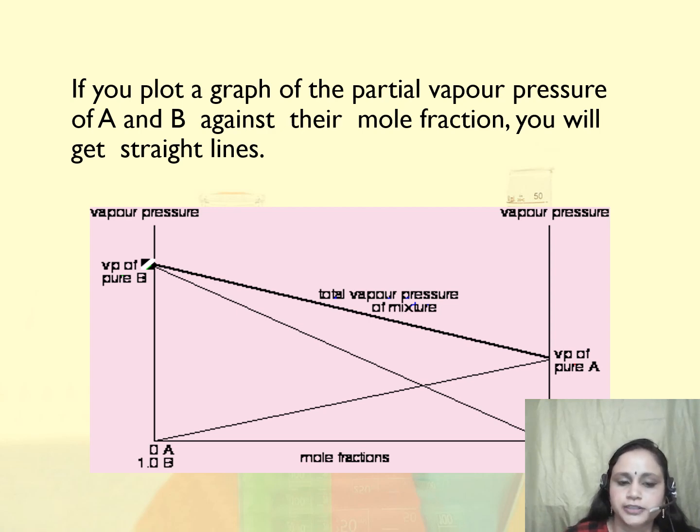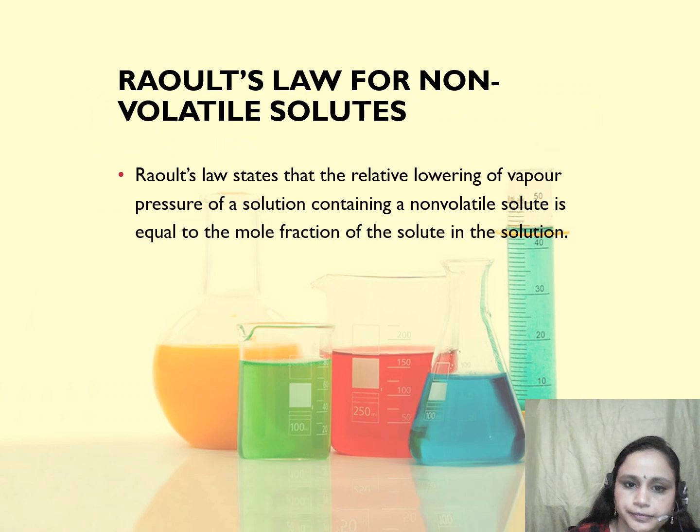We can represent Raoult's law in a graphical representation when we plot the graph for both the components on the x-axis, where the vapor pressure of pure B is taken on one side and pure A is taken on the other side. You will get a straight line.